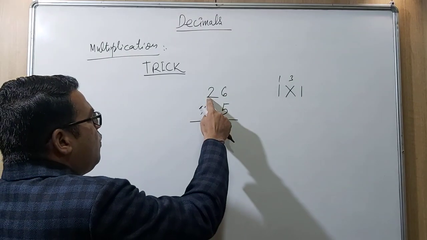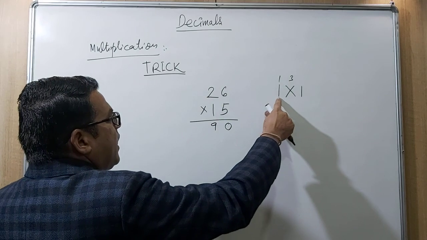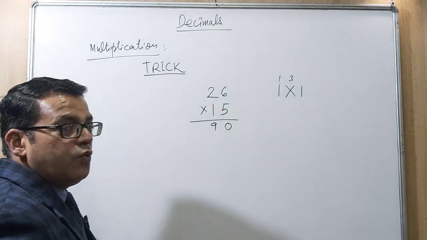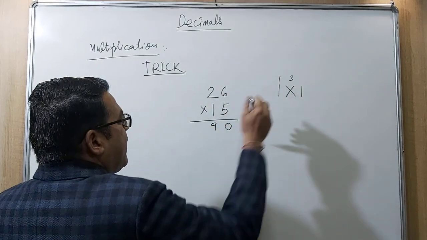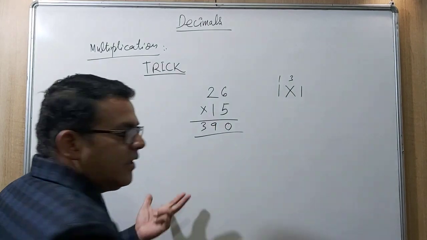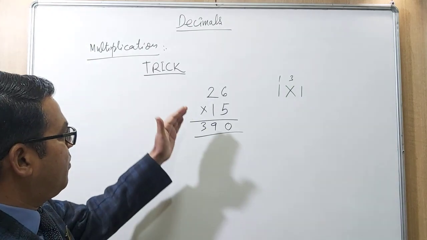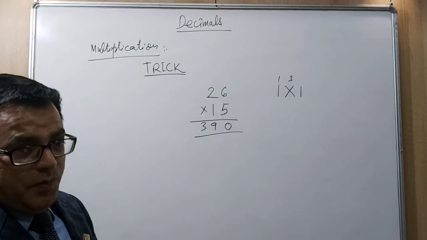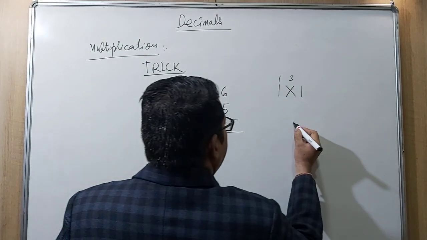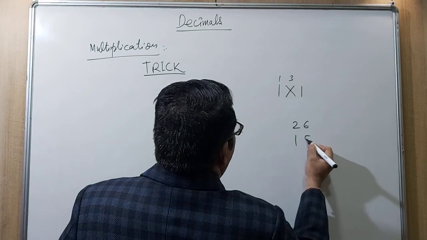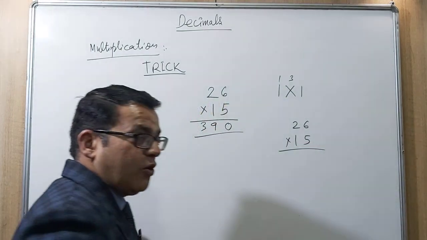Now 2 and 1. For this one we are solving them. 2 into 1 is 2, and 2 plus this carry 1 is 3. So this is the answer. It's very interesting. 390 is what you will get after multiplying 26 with 15. Now you can check it here by the traditional method whether the answer is right or not.